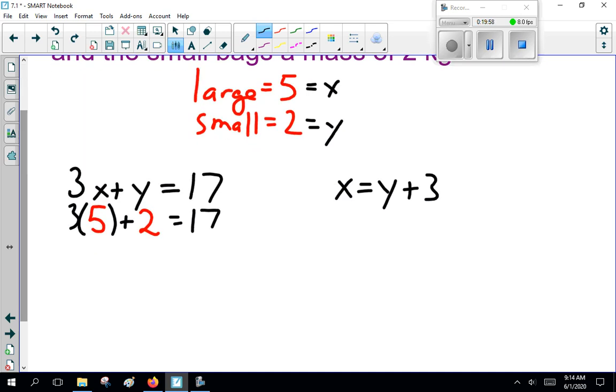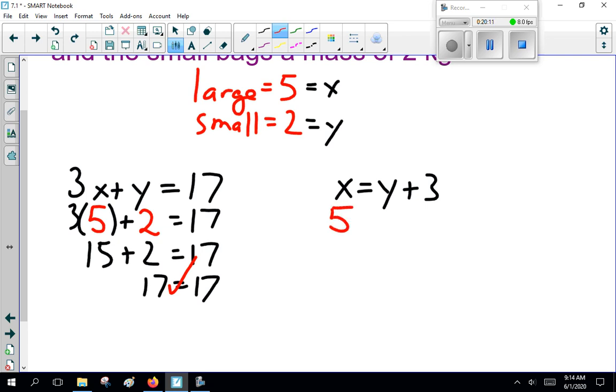3 times 5 is 15. Plus 2 is 17. 17 equals 17. This works. Now, let's check the other one, just because I'm evil and I'm out to confuse you and hurt your brain. Every time you see x, replace it with 5, and y, replace it with 2. So 2 plus 3 is 5. 5 equals 5, yes.